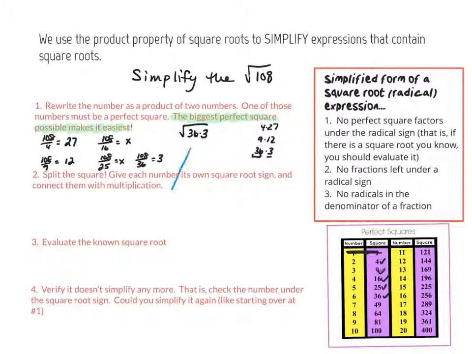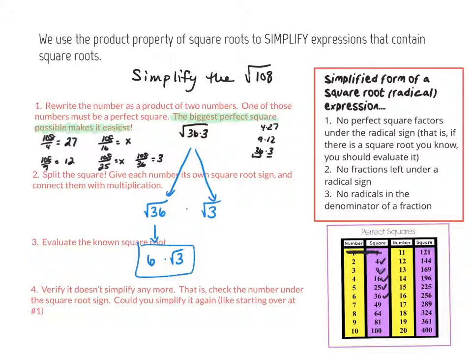So if I have two numbers under one square root sign, I can give them each their own square root. And then I can evaluate the square root I know and keep the one I don't. When I go back to check if I have the final answer, there is no way that I can rewrite the number 3 using one of my perfect squares, so I know I'm done.